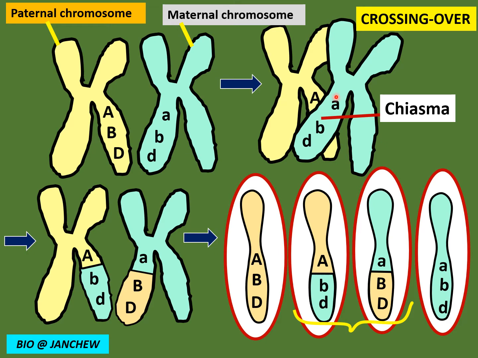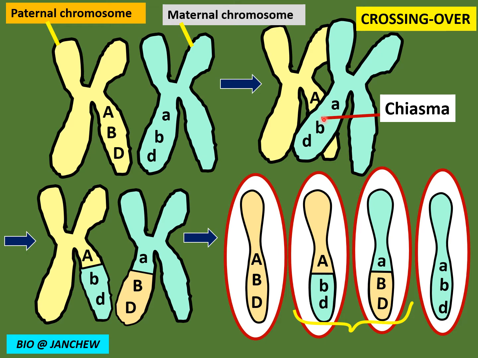So during crossing over, the chromosomes, or rather the non-sister chromatids, will overlap. So one chromatid from the father overlaps with one chromatid from the mother at the point of crossing over called the chiasma. So here.